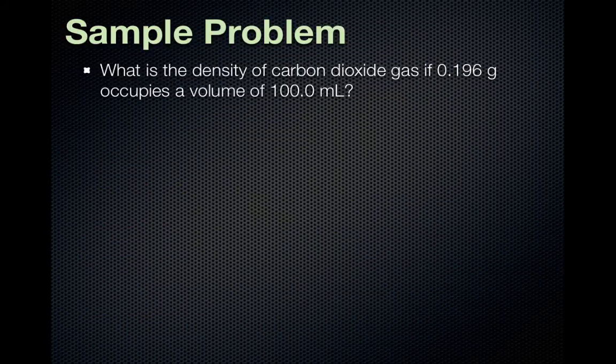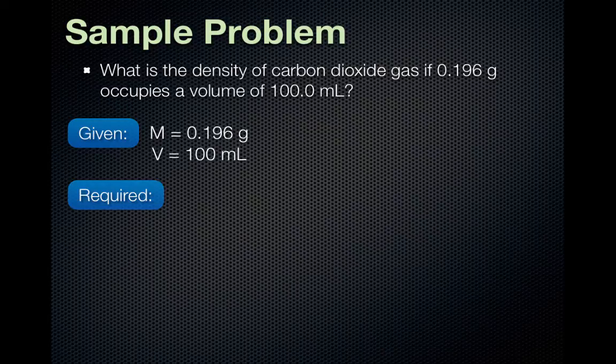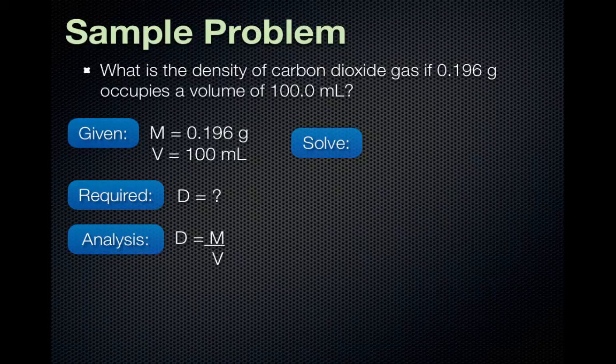Here's a sample problem. What is the density of carbon dioxide gas if 0.196 grams occupies a volume of 100 milliliters? First step is given. You write down what the question gives you. Then you write down what's required. In this case, it's density. Analysis, you plug in the equation, D equals m over v.